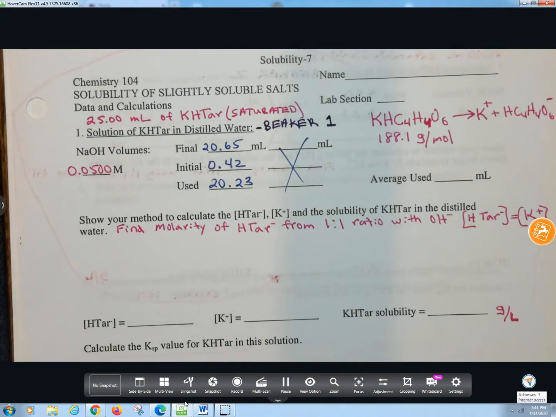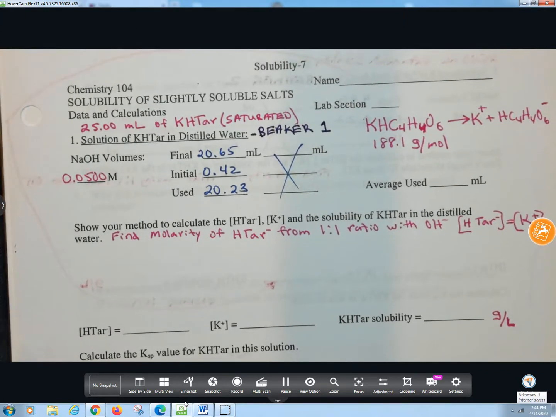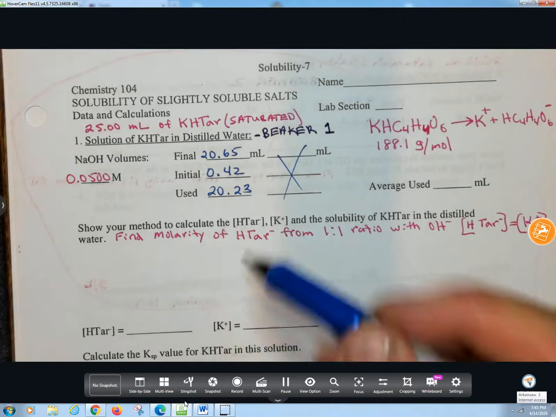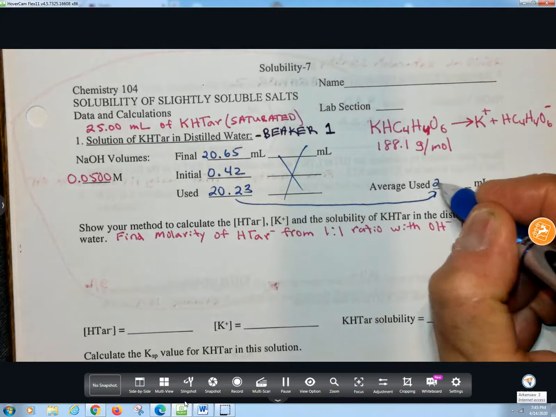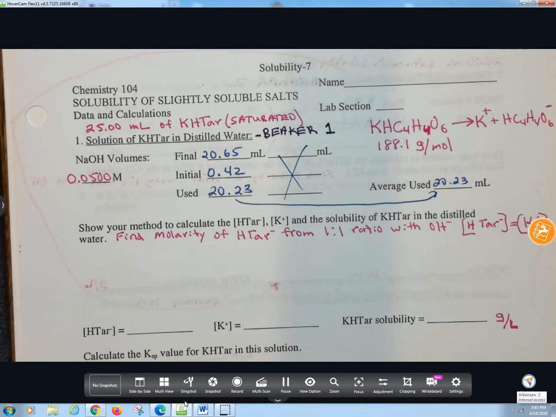So, I like to do things on one line for conversions. I know some of you, I've watched some of you calculate, you don't do it that way, but bear with me here. Let's see if we can figure it out. We would do an average. This, of course, would be the same if we had multiple trials here. So 20.23 milliliters. Now, remember, again, this is a 1-to-1 ratio.